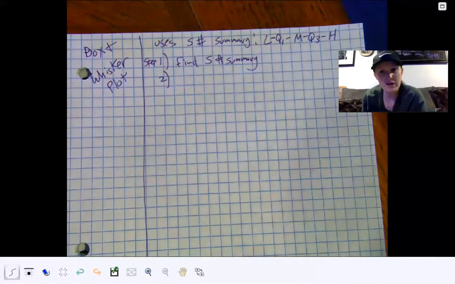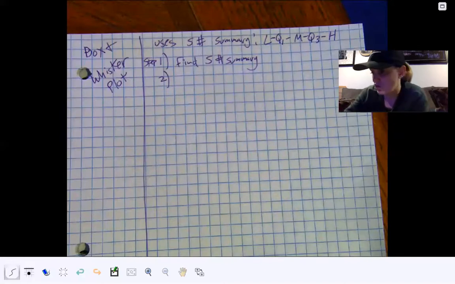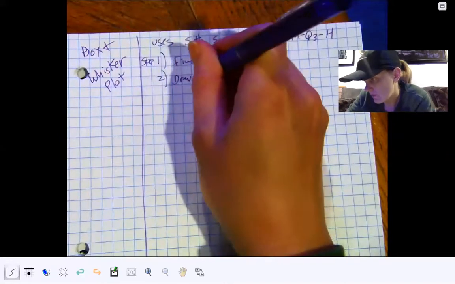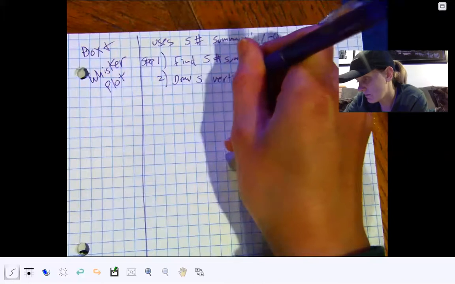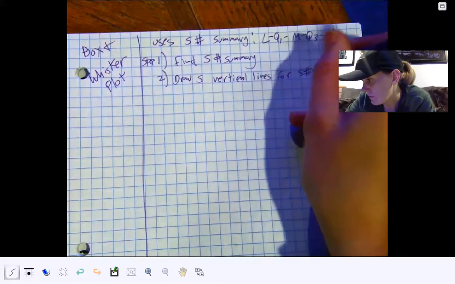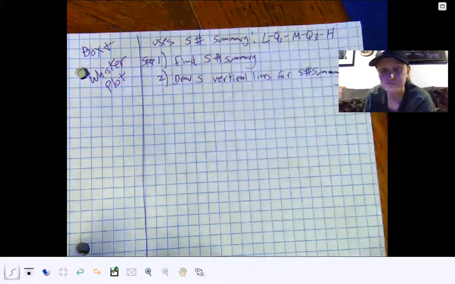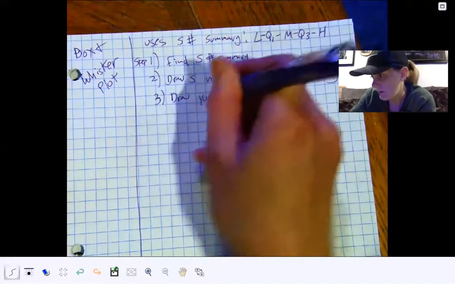Step 2, this is where it gets a little weird, but not weird. You're going to make the literal box and the literal whiskers that come out of the box. All this takes is drawing 1, 2, 3, 4, 5 lines that are vertical and then making a box around your middle. It's pretty simple when you connect the whiskers. So you're going to draw 5 vertical lines for the 5-number summary.